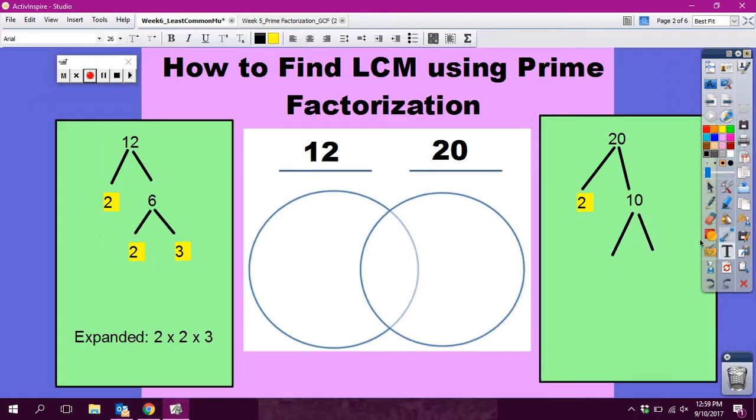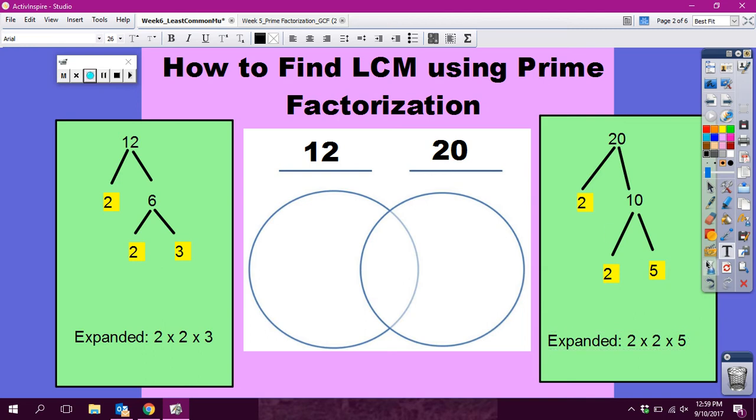Okay, so 10 can be split into the factors of 2 times 5. And again, those are both prime numbers. So I'm going to write my prime factorization now in expanded form. So in expanded form, that would be 2 times 5.